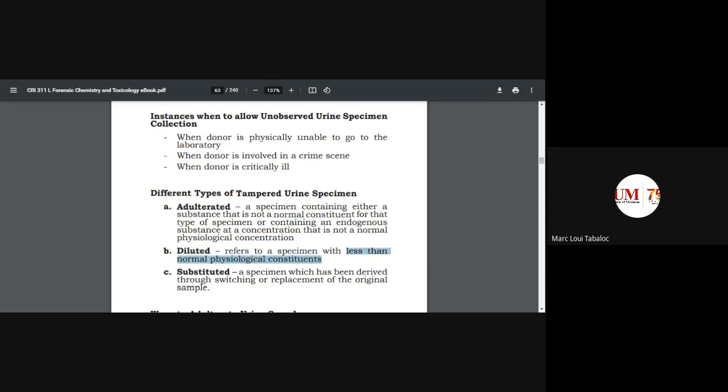Okay, the adulterated one contains a substance that is not a normal constituent, or contains an endogenous substance at a different concentration. If diluted, it is a specimen with less than normal physiological constituents. While the substituted one, the sample given was switched. The sample of Mr. A went to Mr. C. There's a replacement of the original sample. Okay, so those are the different types of tampered urine specimen.